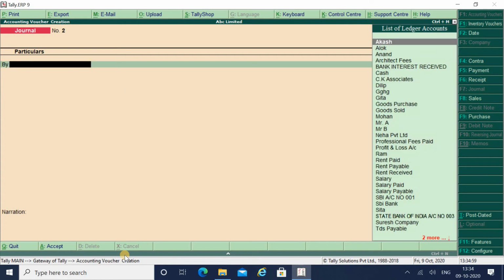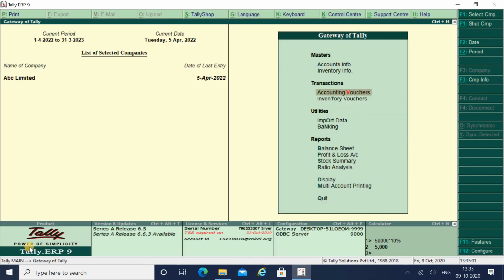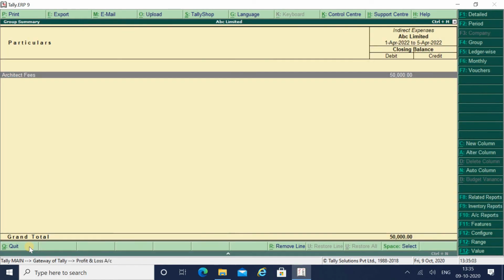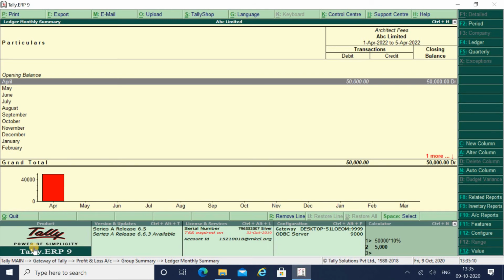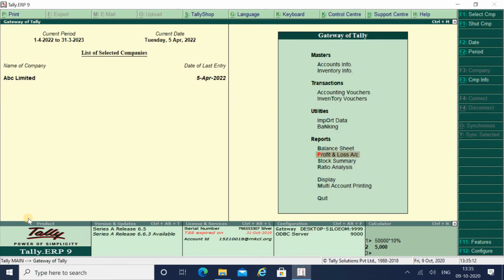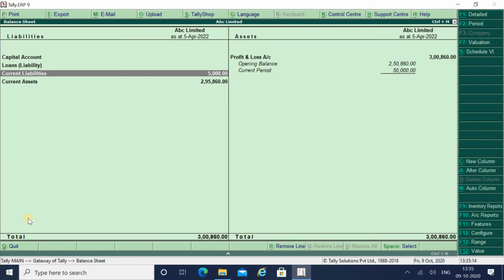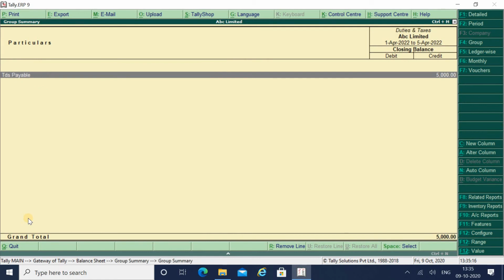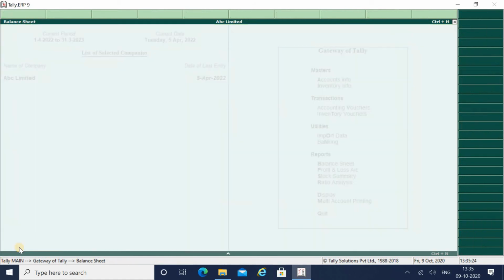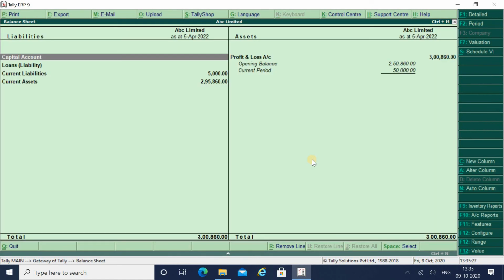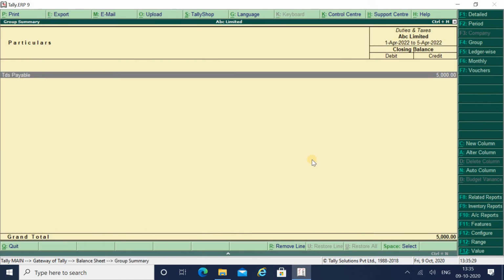Now let's see the effect in profit and loss account. Go to profit and loss account and you can see that architect fees is getting reflected for 50,000, which was my actual expense. Go to balance sheet, current liabilities, and duties and taxes. You will see that TDS payable is getting reflected for 5,000. So we have deducted TDS of 5,000 and we have provided a TDS for 5,000.